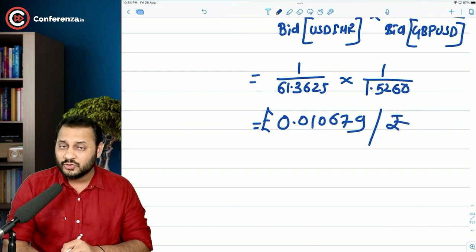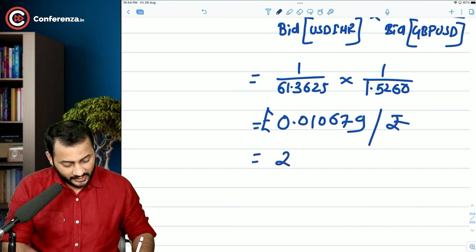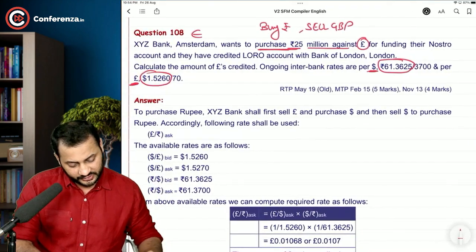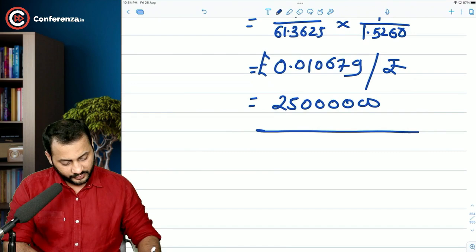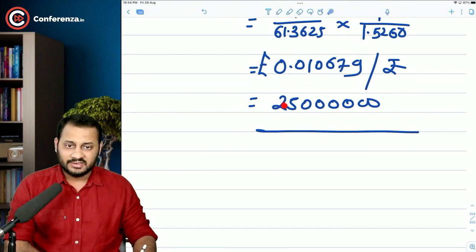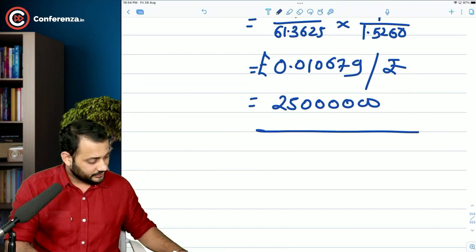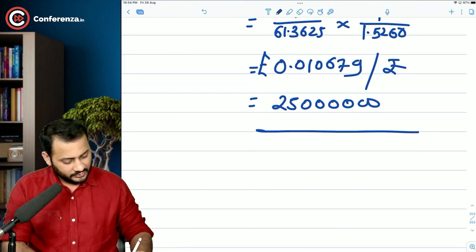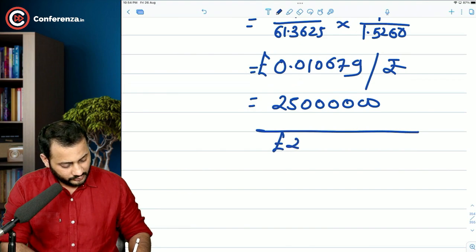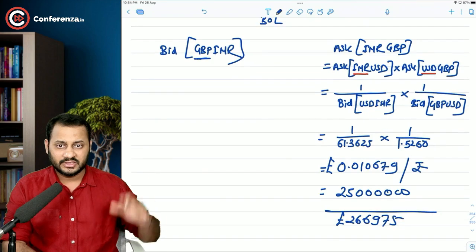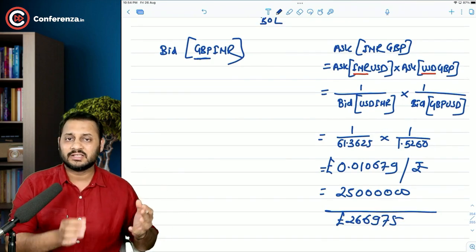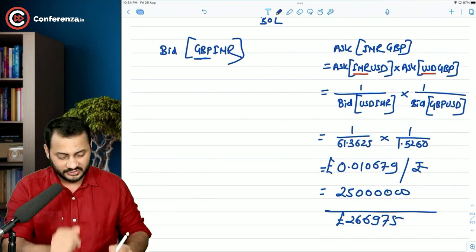How many rupees you want to buy? You want to buy 25 million rupees. So multiply it now. Because this is GBP, this is rupees, both the currencies are opposite. 0.010679 times 25 million comes to 266,975. Even if you do it from this part now, you will get the same answer except for the rounding differences. Let's have a look.